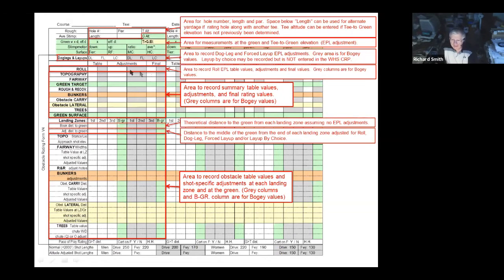And then back up here in this section is where our summary values go. And this is where we end up in this area, all the information, kind of the final answer, if you want to paraphrase that TV show, the information which will actually be entered into the course rating application.